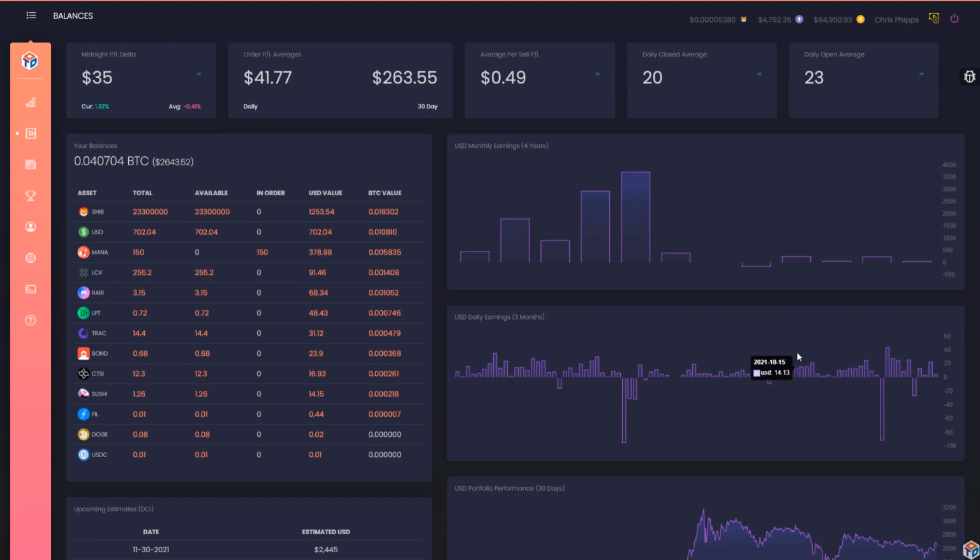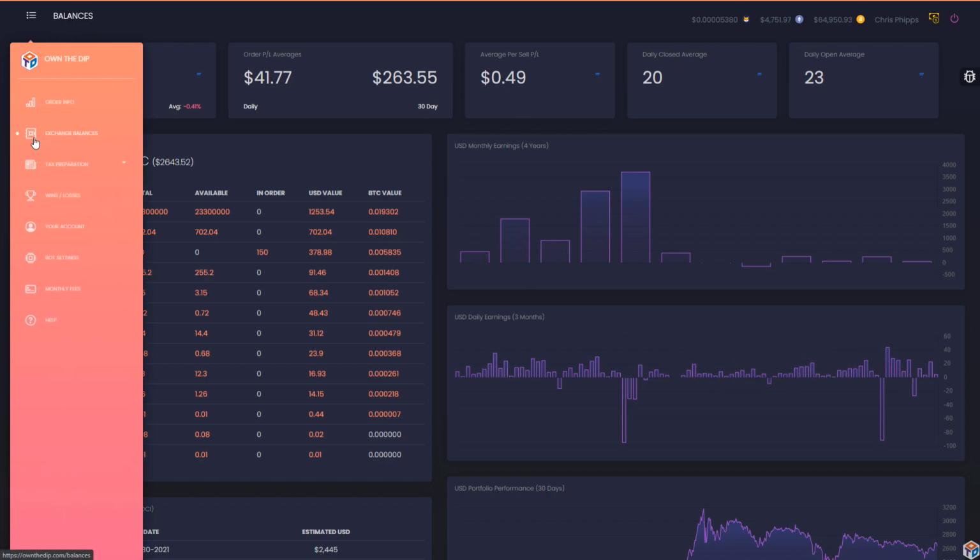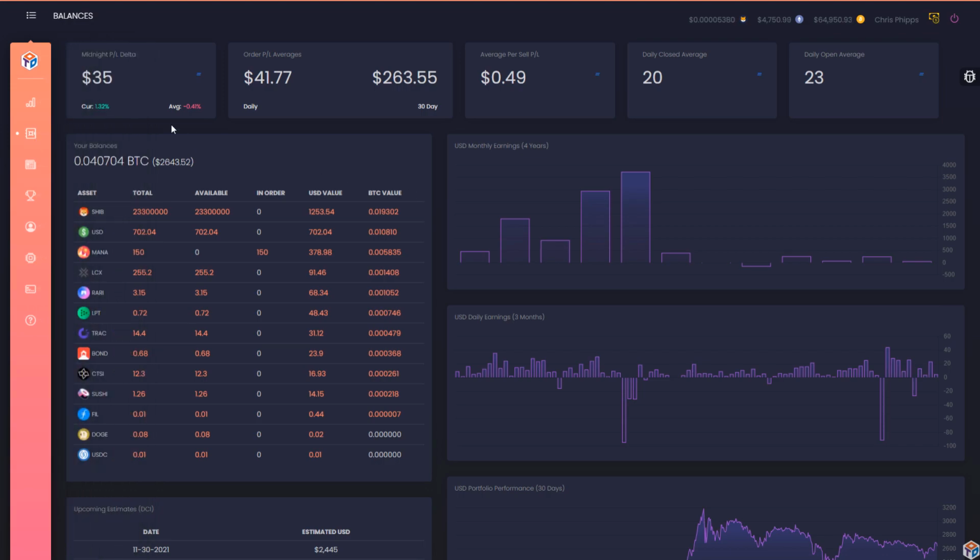In this video, I'm going to explain the balances page. It's the second icon on the menu on the left. On the top, we have single stat items. I'll go through each one of them.